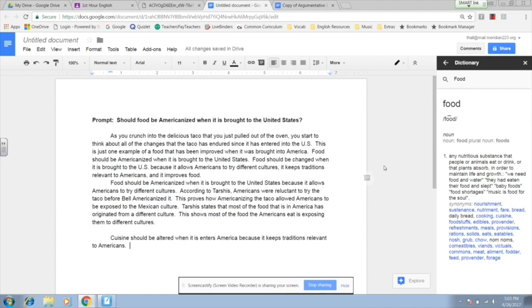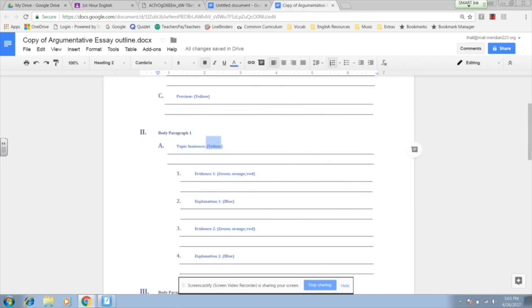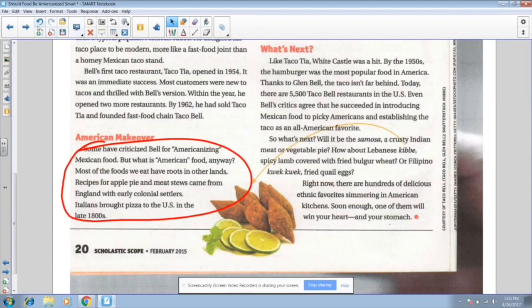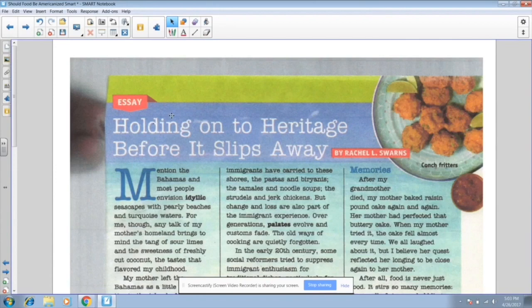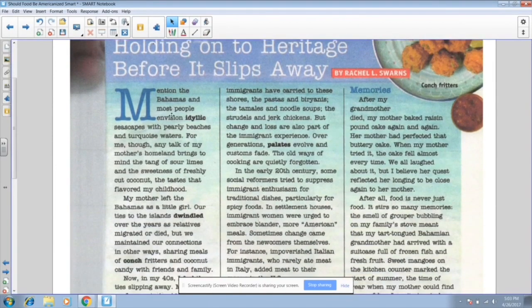Okay, so we're going through this process again. I'm going to give credit to my author, and I need to go back to the article and find a place in there that proves my point. It proves it keeps traditions alive. And I'm actually going to use this article by Swarns.